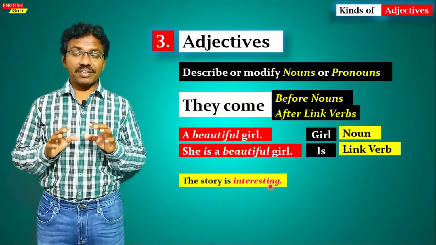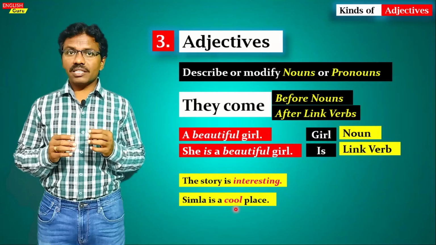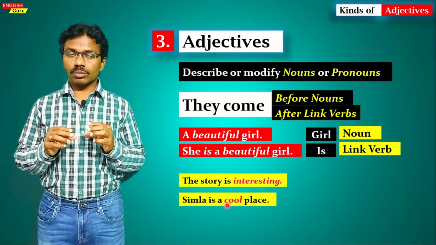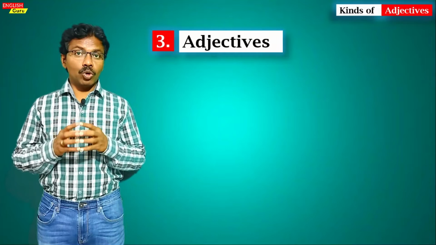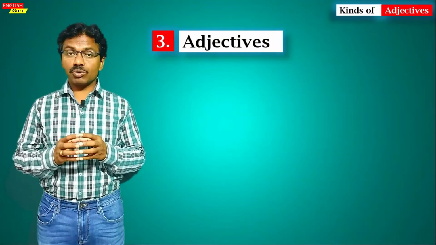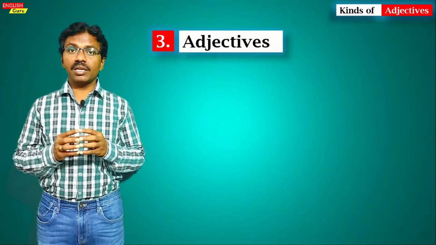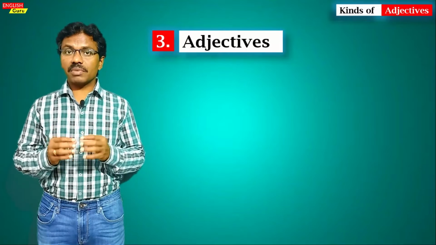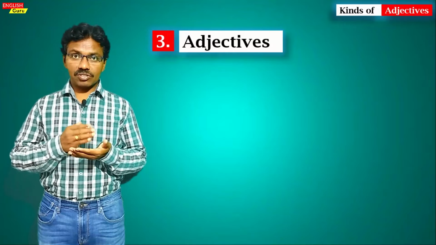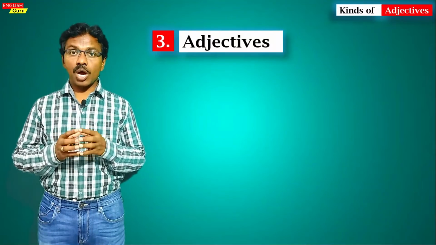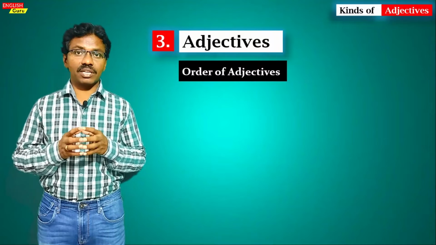The story is interesting, so interesting is an adjective. And the next one, Simla is a cool place, cool, adjective. And when it comes to the adjective, if more than one adjective is used in a sentence, that is where the problem lies, and that is where in most of the competitive examinations the questions are asked. So if more than one adjective is used in a sentence, how to remember the order of those adjectives is very important.